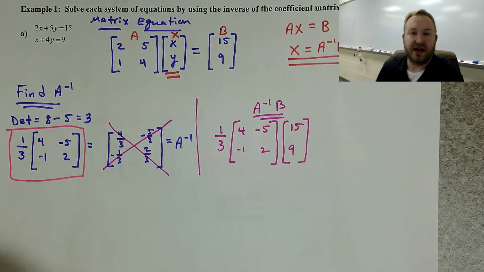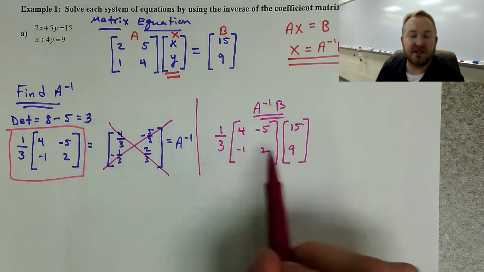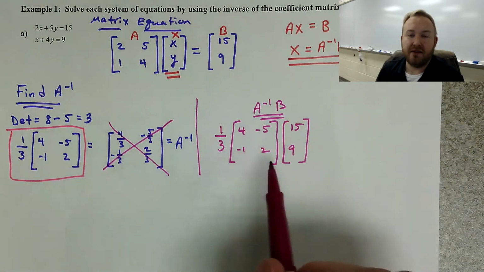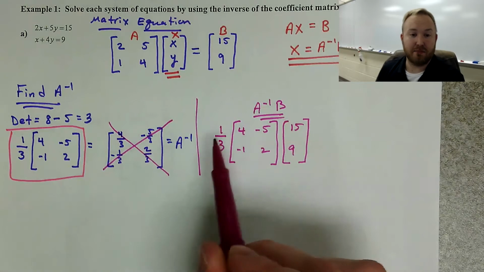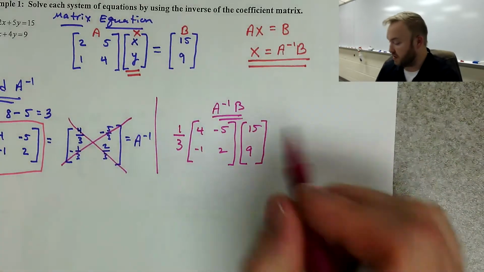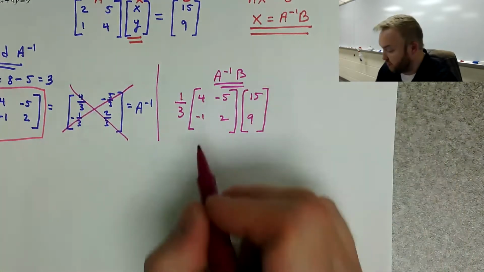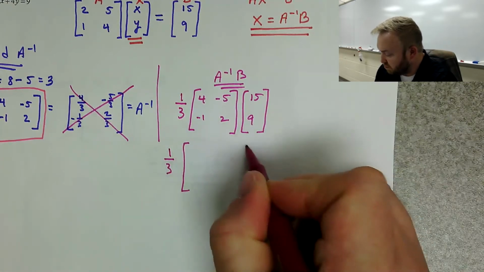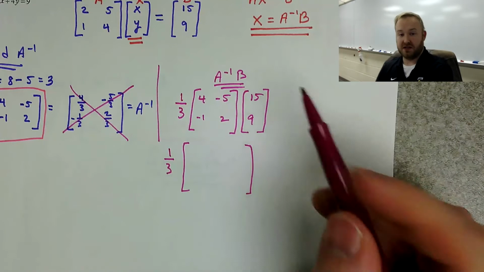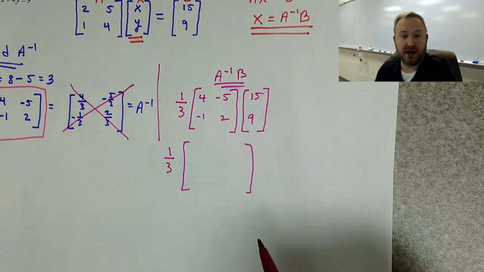Now here's the advantage to this. I can multiply these matrices and not have to worry about all these fractions. And then my last step can be multiplying by 1/3. Okay, so let's do this. Let's not worry about the 1/3 yet. Let's just multiply these two matrices. And I'll remind you how matrix multiplication works.